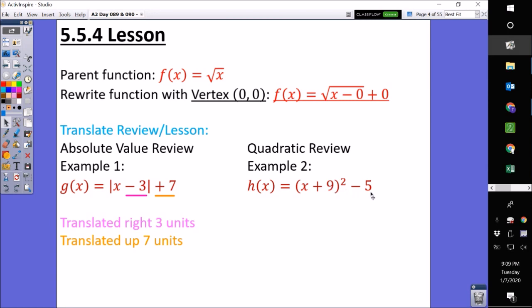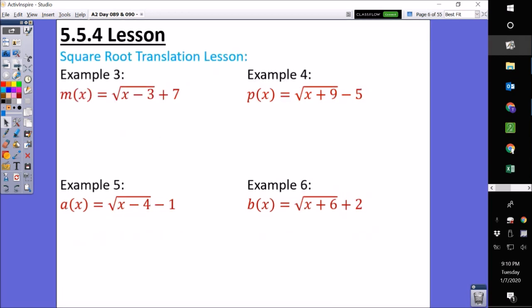And then the minus 5, it's outside behind the square. So since it's minus 5, meaning that it's going to translate down 5 units. So again, translate left 9 units because of the plus 9 that's inside the parenthesis and behind the x. And then minus 5, translate down 5 units because it's outside and behind the square. So let's take a look at some of the examples applying the rules for translation.